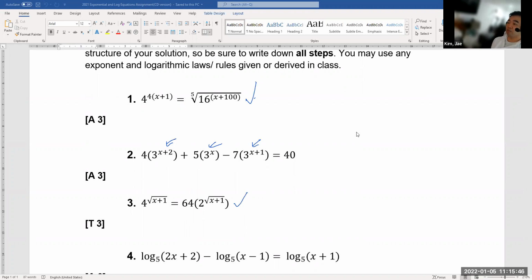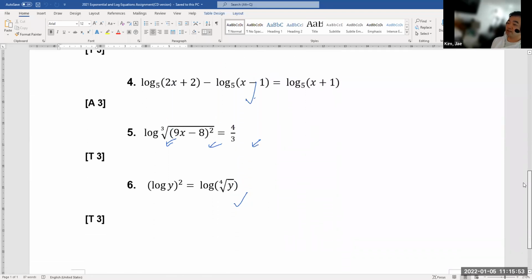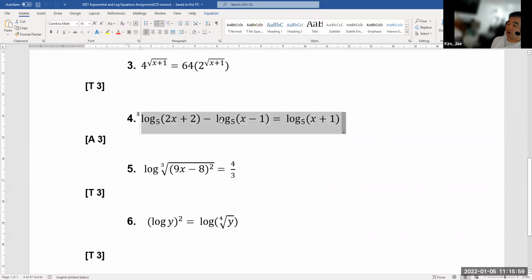All of these are very reminiscent of your spicy questions, numbers 4, 5, and 6. Let's see which ones may still be a little bit out of your league. All the logs are the same base. I think you can do it. They're all the same base.